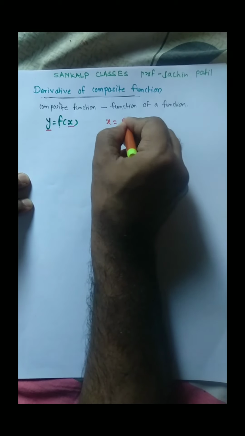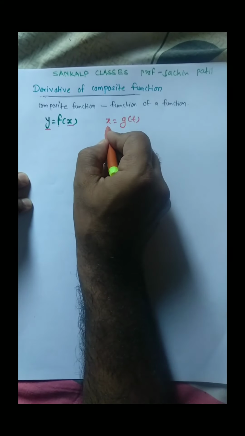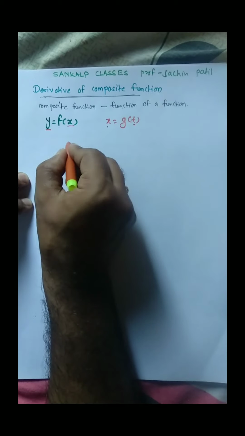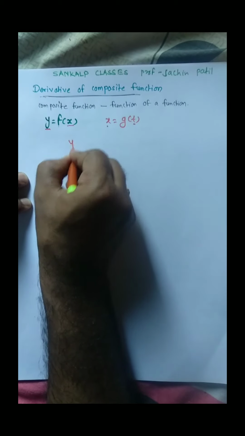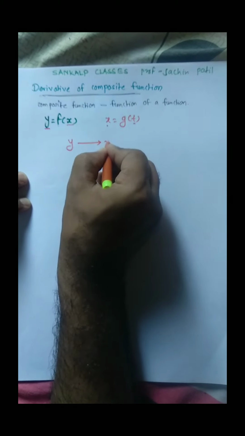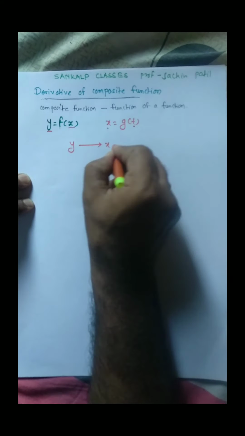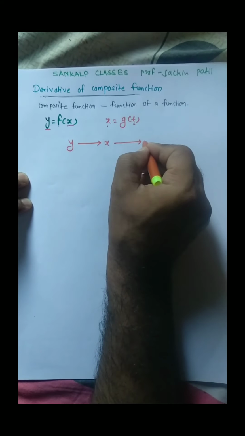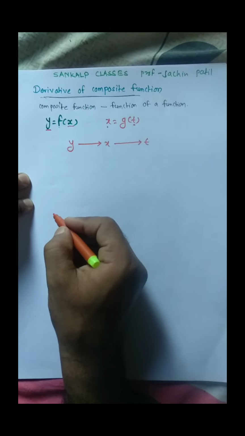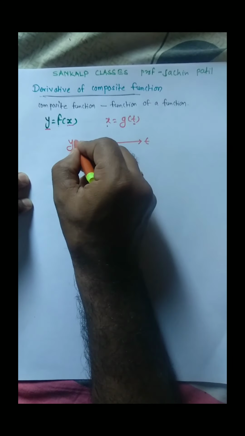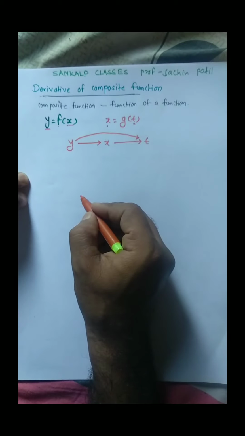Now we consider x is equal to g of t. That means once again x is a dependent variable and t is the independent variable. Here we get the linkage: y is a function of x, and x is a function of t. That means indirectly y is a function of t.